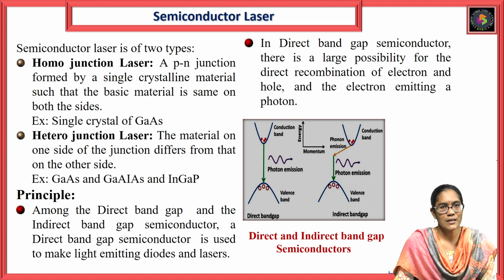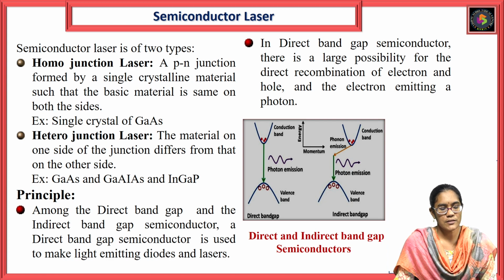In the case of a homojunction diode laser, the PN junction diode is formed with a single crystalline material. That means the basic material is the same on both sides. The example for the homojunction diode laser is a single crystal of gallium arsenide.